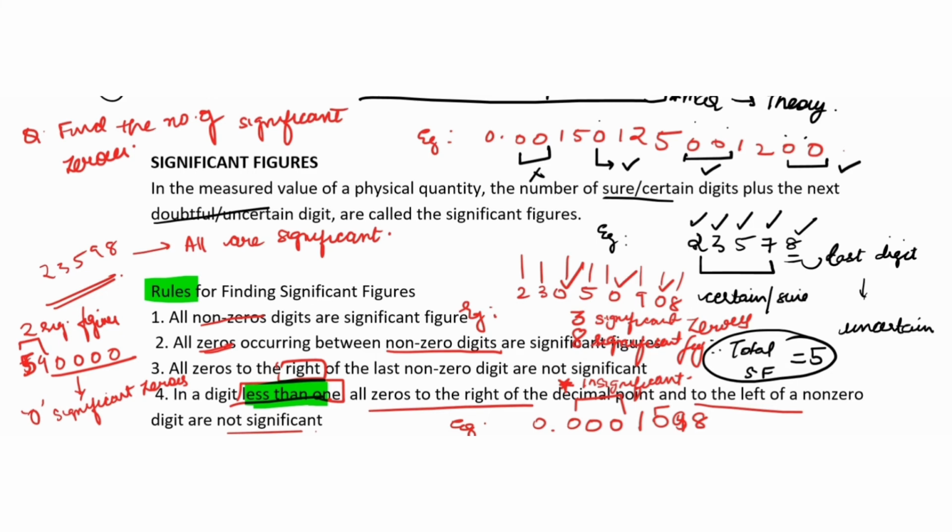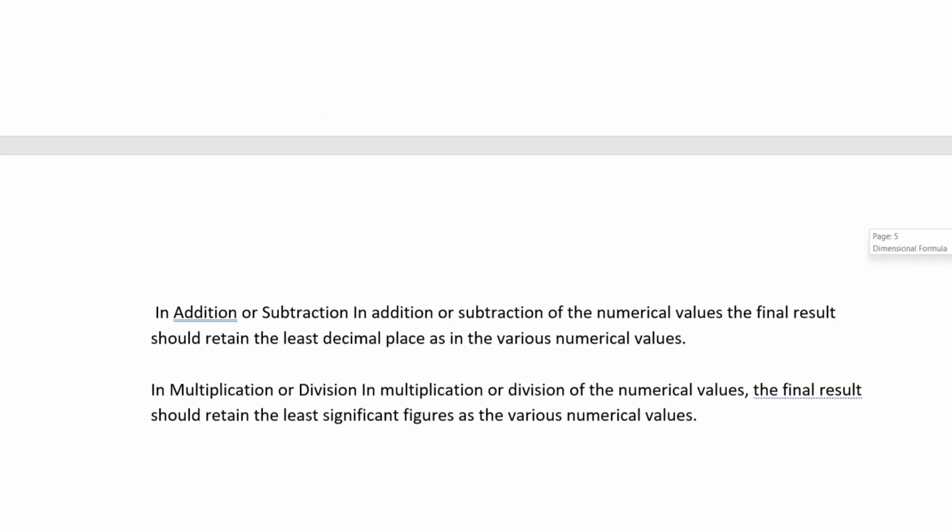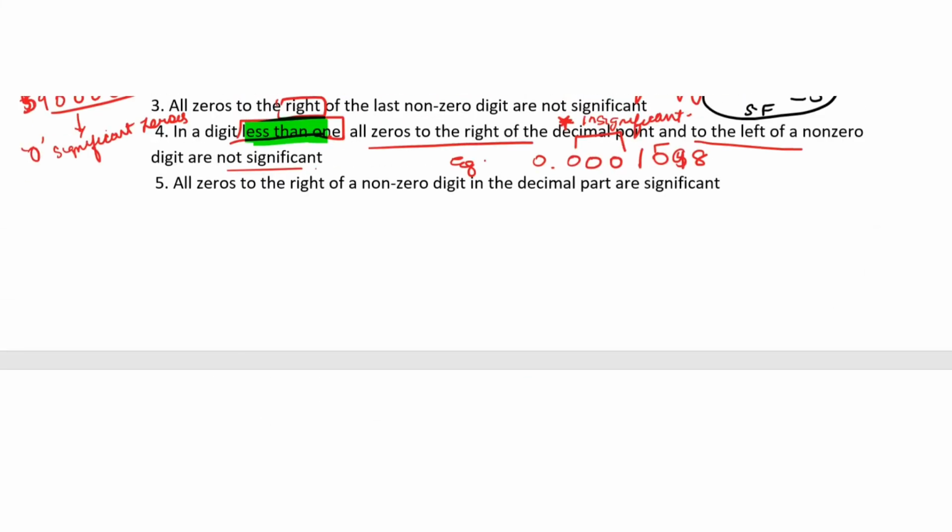What is the answer? It is 5. So there are 5 significant zeros here. Next, the fifth point. All zeros to the right of a non-zero digit in the decimal part are significant. Okay, so the same example I told you, 0.15000. So these three zeros are all significant.